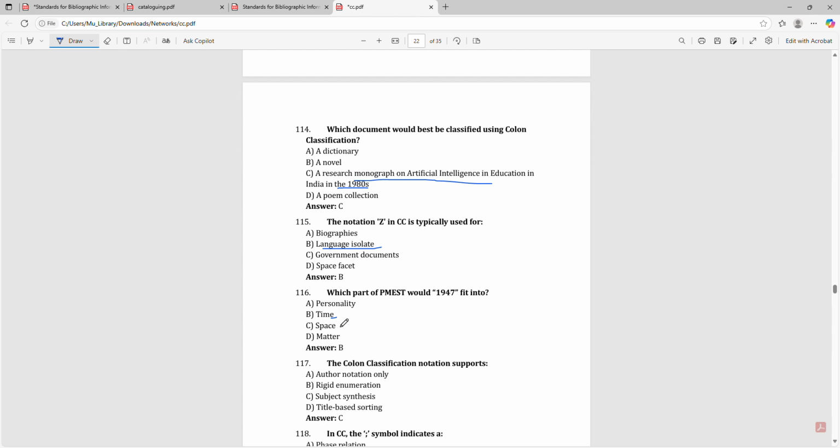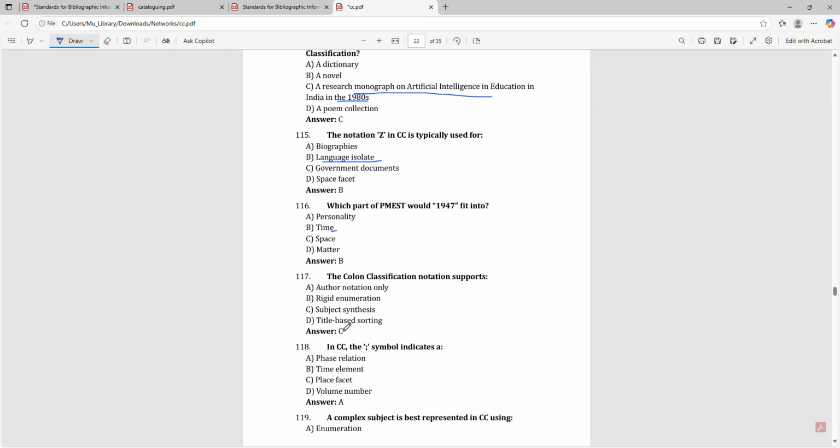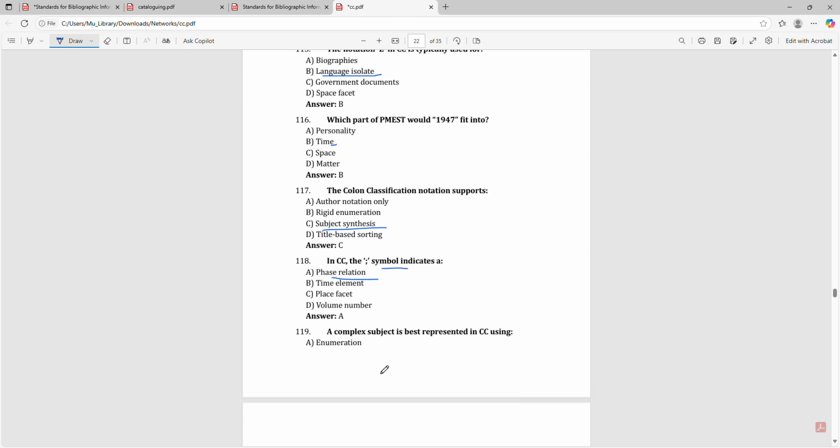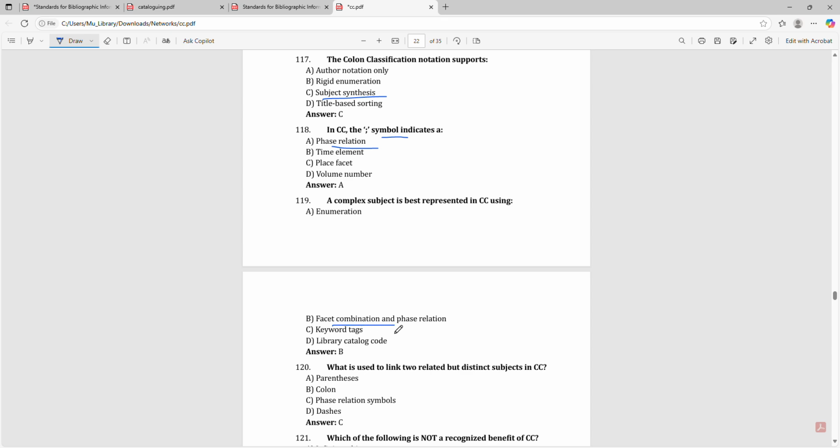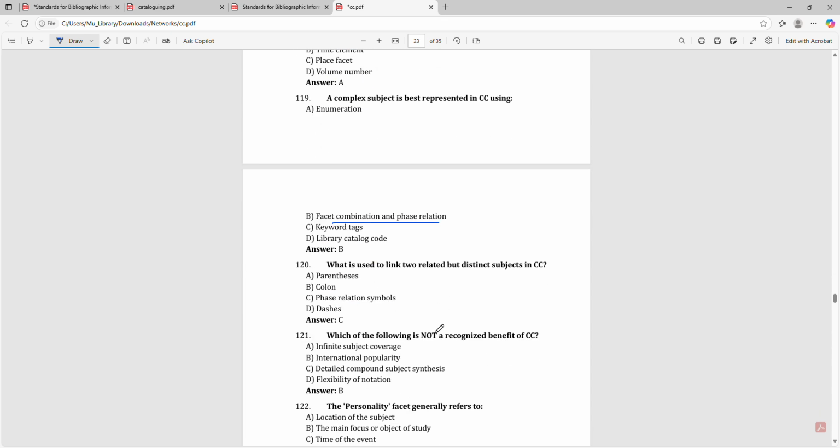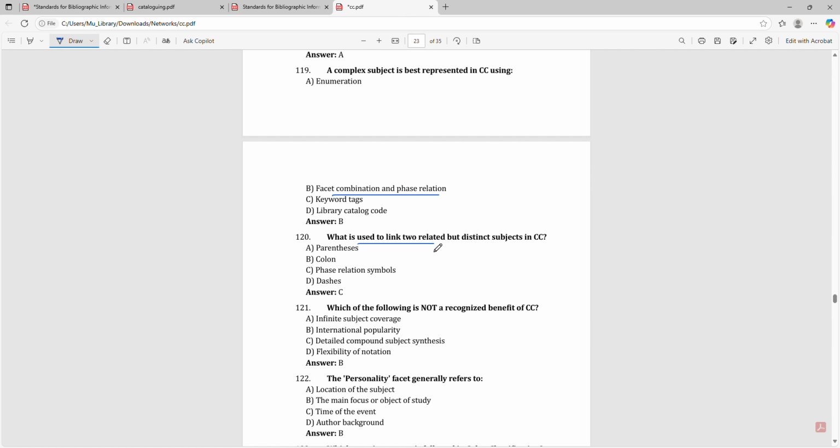That is time. The CC notation supports subject analysis. In CC, the semicolon symbol indicates a phase relation. A complex subject is best represented in CC using facet combination and phase relation. What is used to link two related but distinct subjects in CC? That is phase relation symbol.